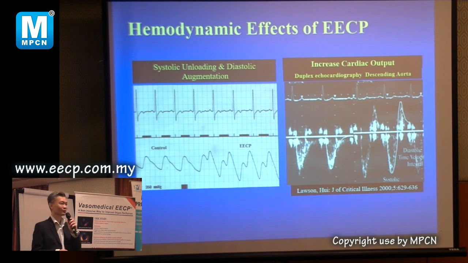So, for patients with stroke, it's not part of the guideline, but there are some studies that show it helps. So stroke patients, I think it can be done, but make sure it's not a bleeding stroke. If bleeding, then it can be a contraindication. Okay, no more questions. Then I'll stop here. Thank you.